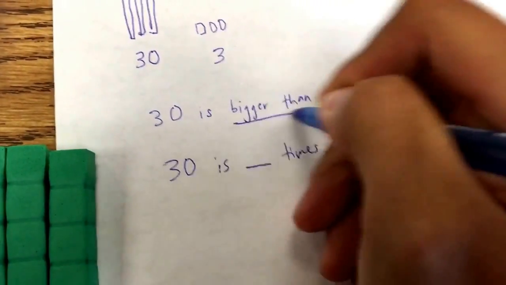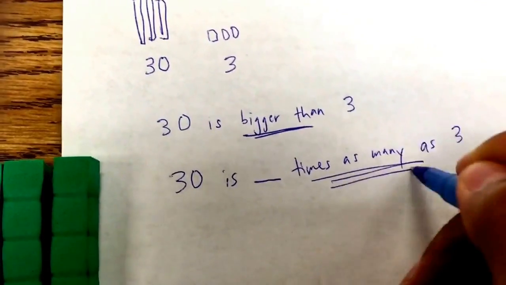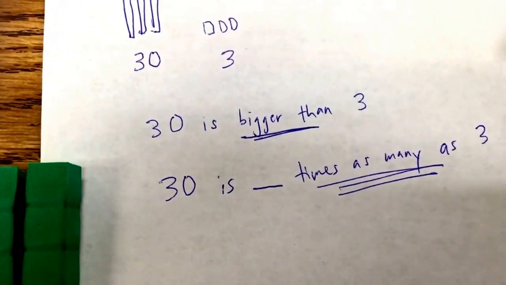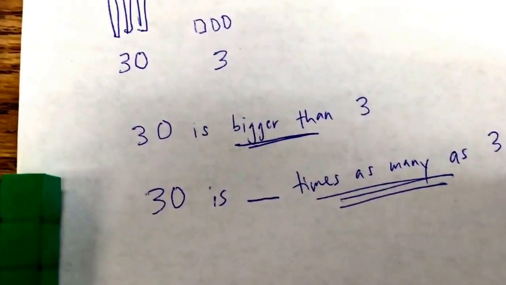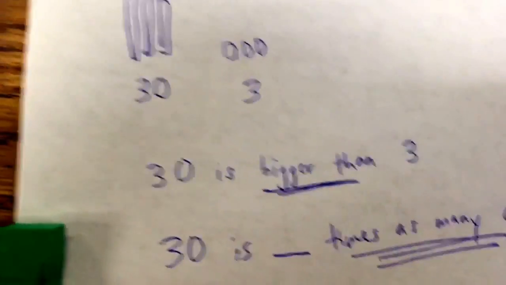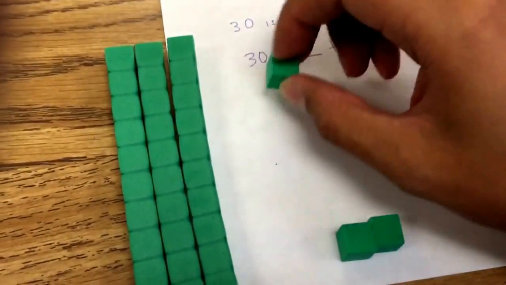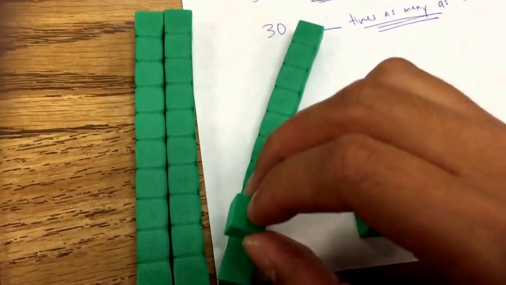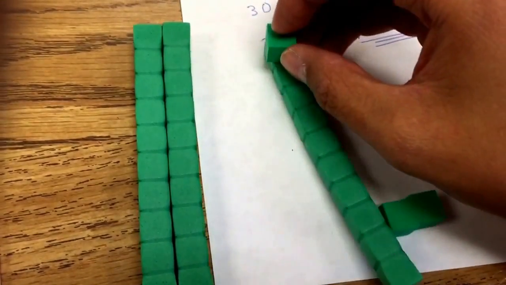So when you see bigger than, another way to say it could be times as many as. 30 is bigger than 3, 30 is blank times as many as 3. Now, in order to fill in that blank, you have to think, is it 10 times as many as 3, 100 times as many as 3, or 1,000 times as many as 3? And so you think, how many of the small cubes do you need to make one long? If I had this small cube, I would need 1, 2, 3, 4, 5, 6, 7, 8, 9, 10 times it.